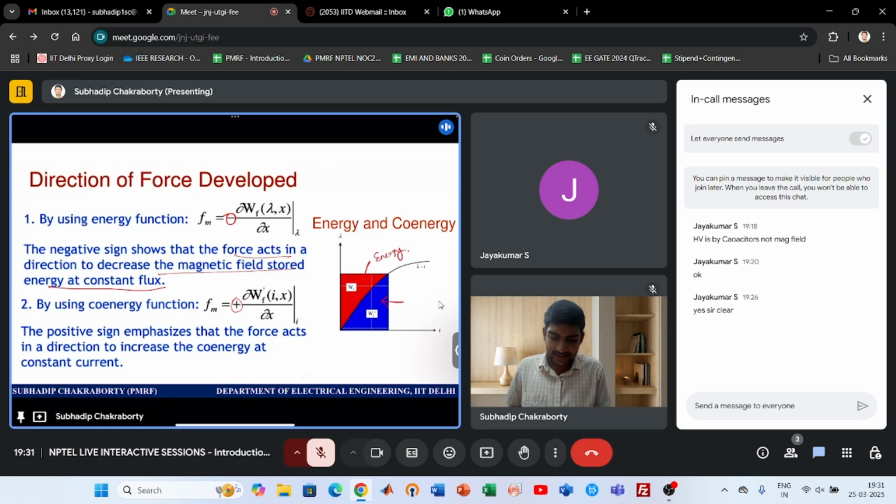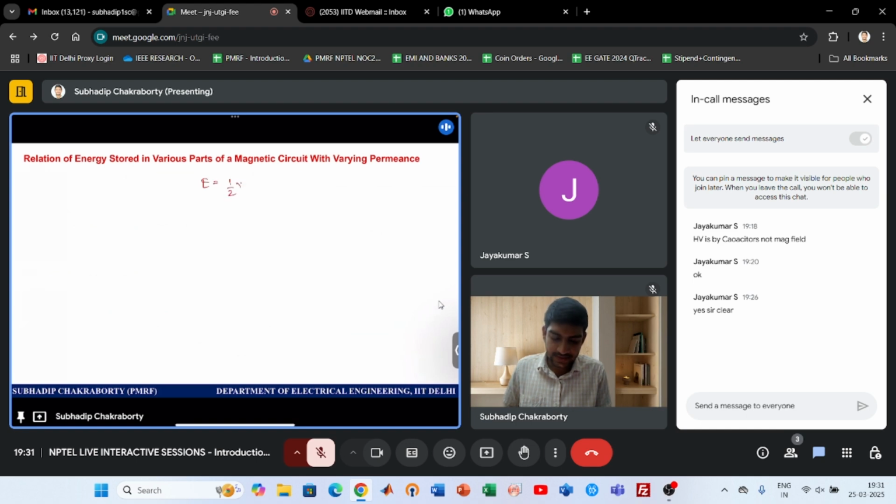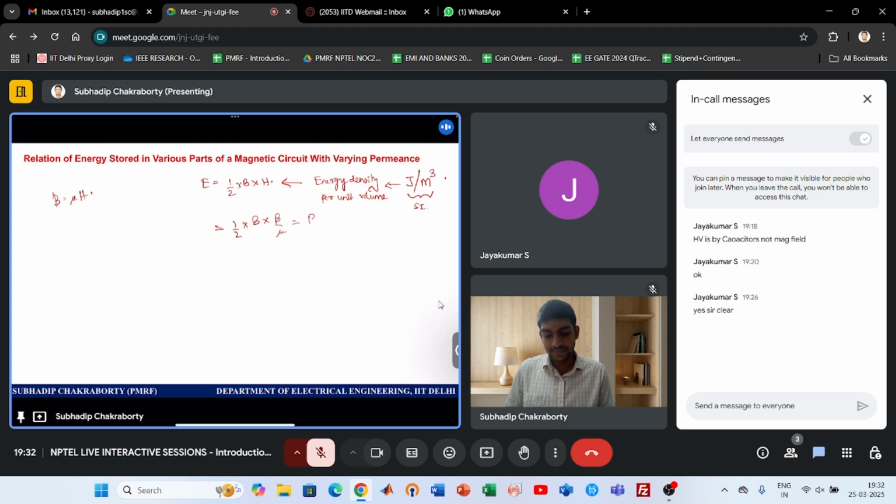And we can quantify the energy as half into B into H. But please remember, this is energy density, per unit volume. So what will be the unit? The unit will be joules per meter cube, in SI units. Also, you can write it as half into B into H, where B is mu H. So you can write H as B by mu, and people use it in this form also: B square by 2 mu, or B square by 2 mu 0 mu r.